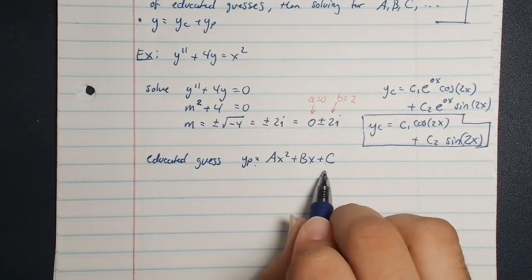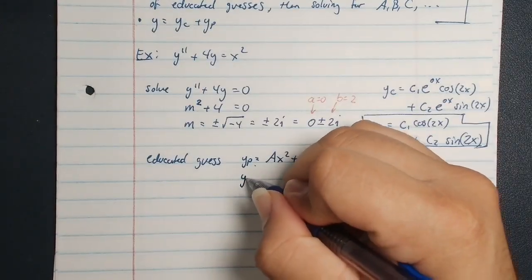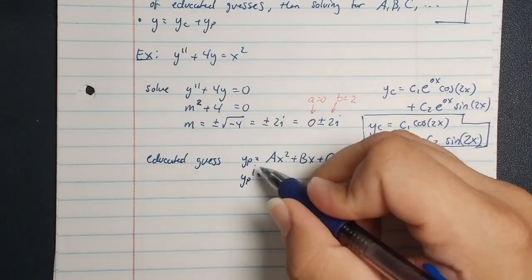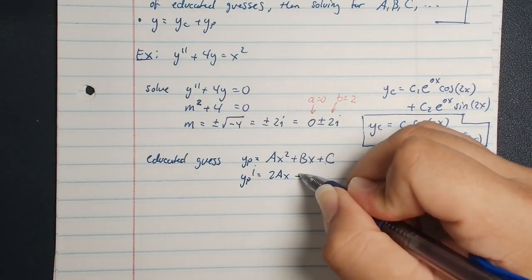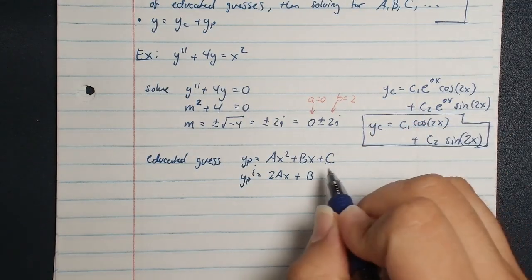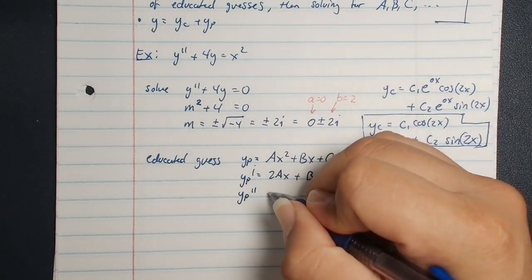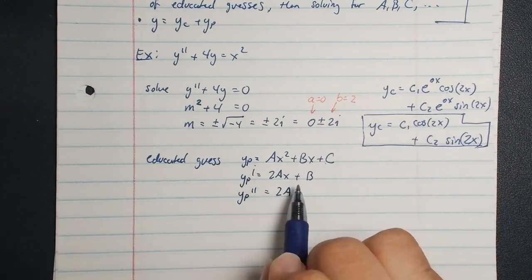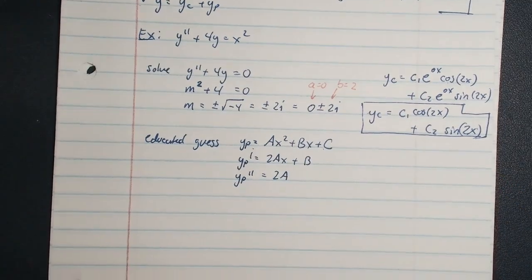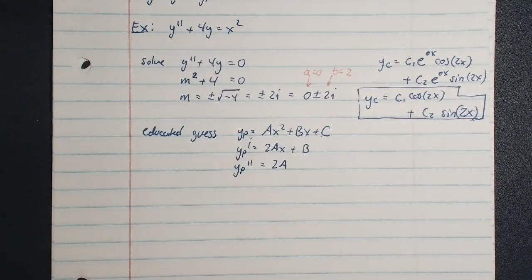If y sub p is going to look something like this, then y sub p prime, well, that'll be 2ax plus b. Now the derivative of c, the derivative of a constant, is 0. And then the second derivative, that's going to be just 2a. The derivative of b, the derivative of a constant, is 0. Okay? So now we can take those and plug those back into our starting equation.